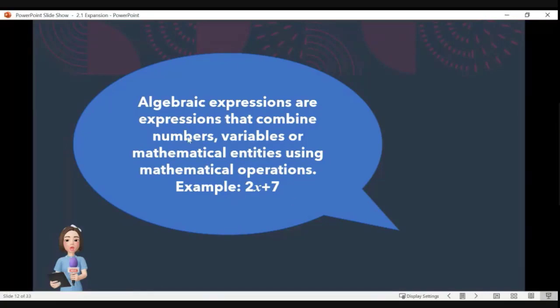Algebraic expressions are expressions that combine numbers, variables, or mathematical entities using operations such as plus, minus, multiply, and divide. If only 2x, let's say I have only 2x. Is this considered an algebraic expression or not? Is 2x an algebraic expression? Yes or no? Farah? Are you sure? Look back at the definition. Algebraic expressions are expressions that combine numbers, variables, or mathematical entities using mathematical operations. This one, 2x, yes, there is a number there. There are variables. Is there any operation? Any plus, minus, multiply, or divide? No. So is it still an algebraic expression or not?